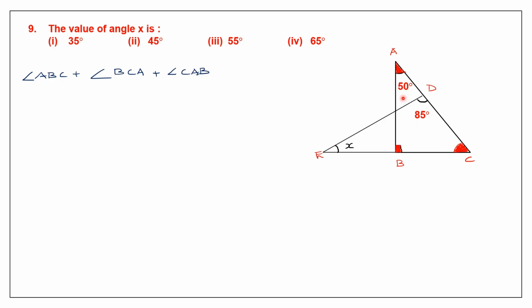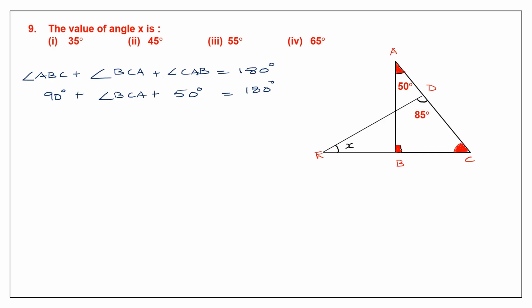So this is 50 degrees. So let's substitute here angle ABC, this is 90 degrees. So 90 degrees plus BCA. BCA is what we don't know. So let's write that as angle BCA plus angle CAB, and that is 50 degrees, and all this should add up to 180 degrees. So now we can find the value of angle BCA.